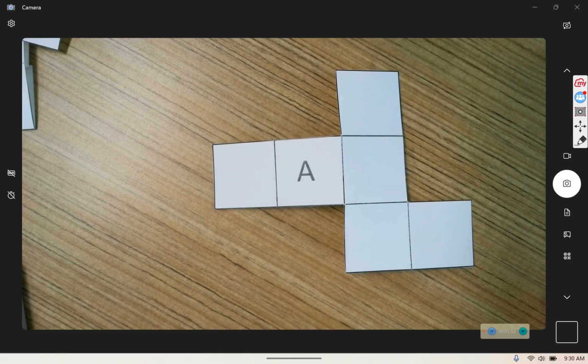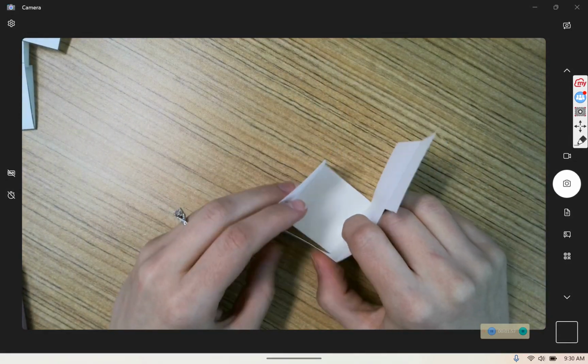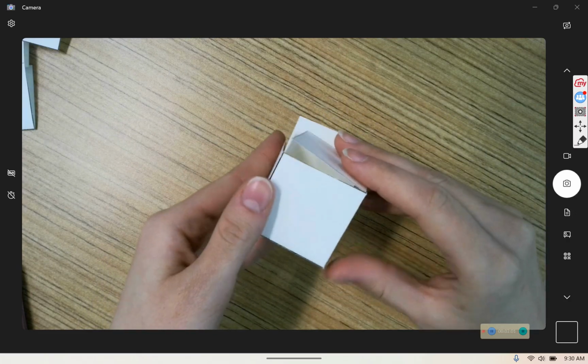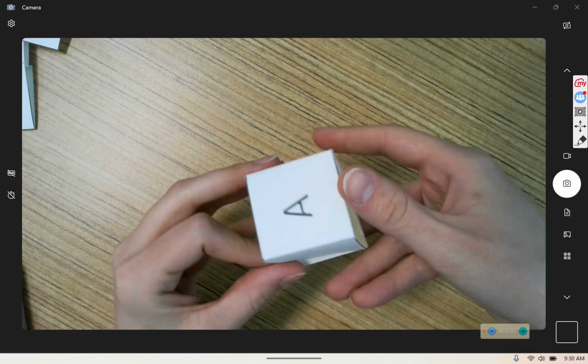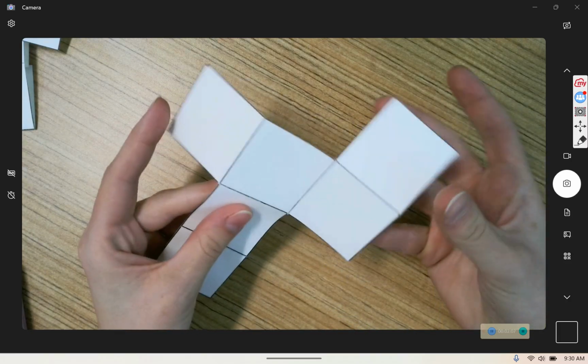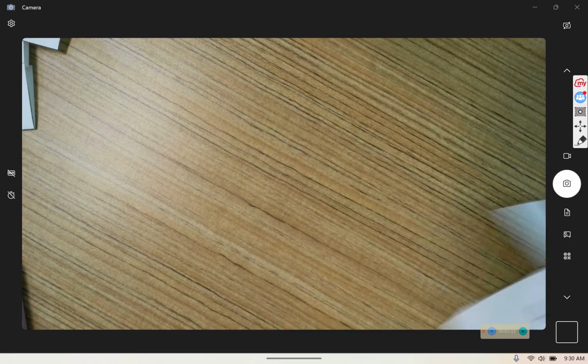Here I have net A. If I fold up net A, all the faces have been closed. So A does make a cube. So go ahead and circle A in your workbook.